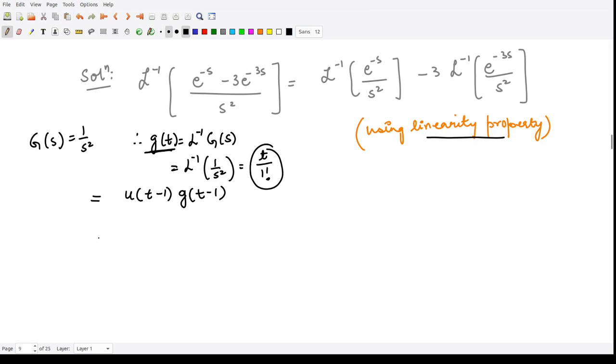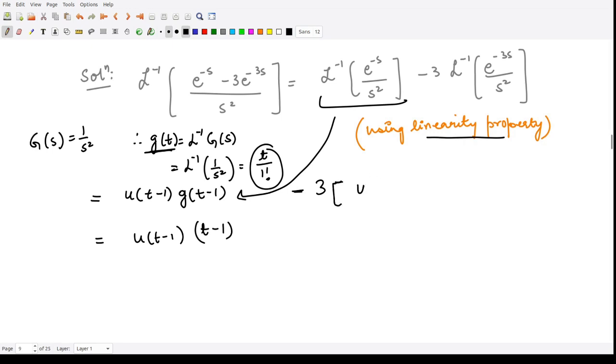So that means g of t minus 1, what is this? This is equal to t minus 1 divided by 1. So that is the Laplace inverse of the first quantity. And what about the second? For the second, we have minus 3 Laplace inverse of e to the power minus 3s divided by s square. So again, using the second shifting property, it would be equal to u of t minus 3, because here our a is equal to 3. So it is t minus a. So it is u of t minus 3 into g of t minus 3. So that is the thing.